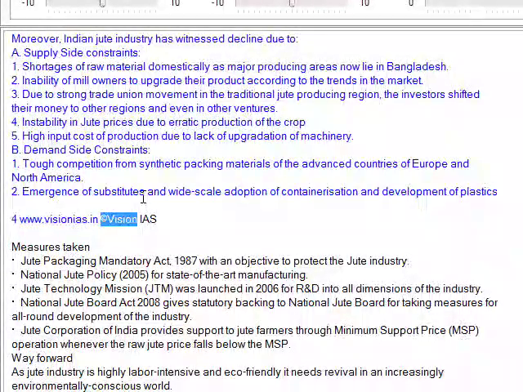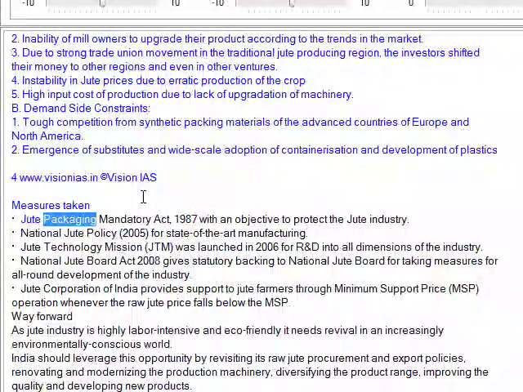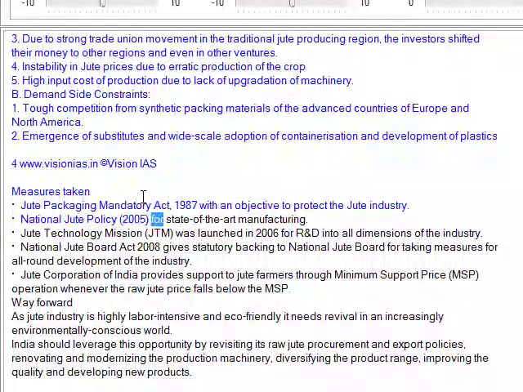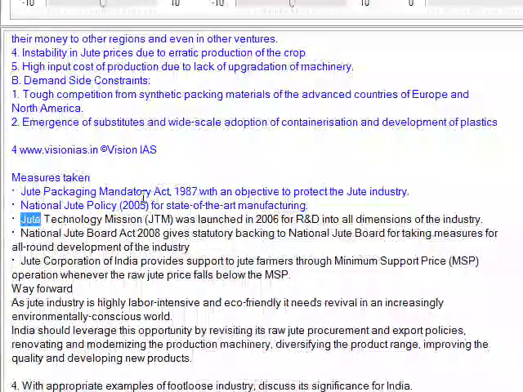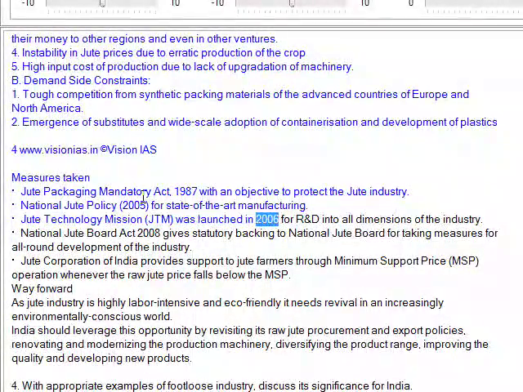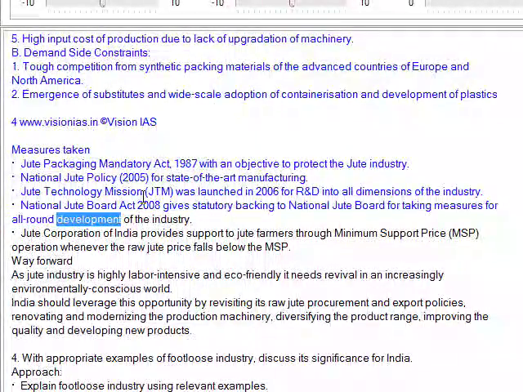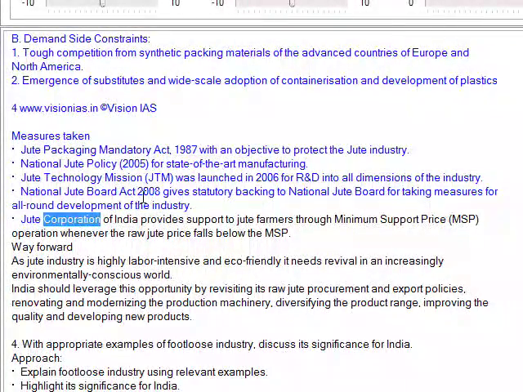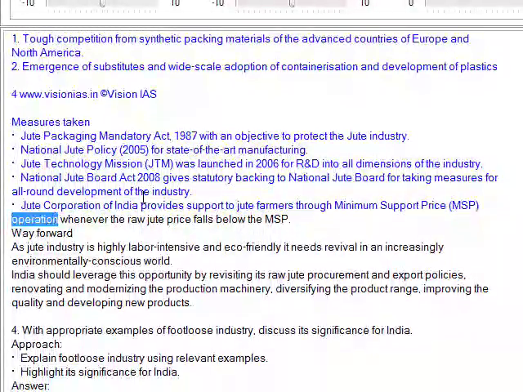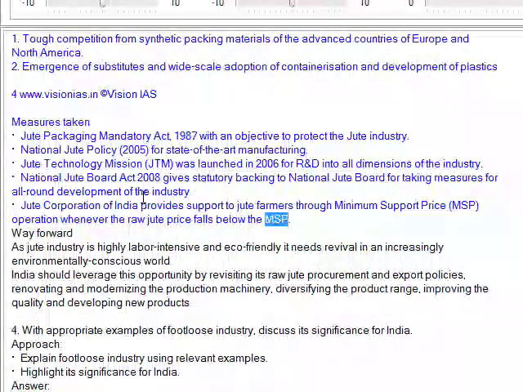Measures taken. Jute Packaging Materials Act 1987, with an objective to protect the jute industry. National Jute Policy 2005 for state-of-the-art manufacturing. Jute Technology Mission was launched in 2006 for R&D into all dimensions of the industry. National Jute Board Act 2008 gives statutory backing to the National Jute Board for taking measures for all-round development of the industry. Jute Corporation of India provides support to jute farmers through minimum support price (MSP) operations whenever the raw jute price falls below the MSP.